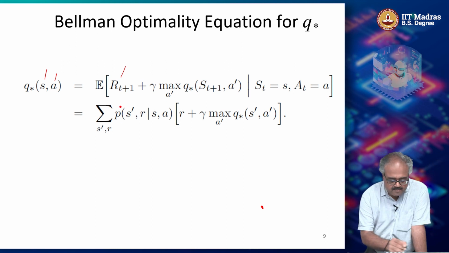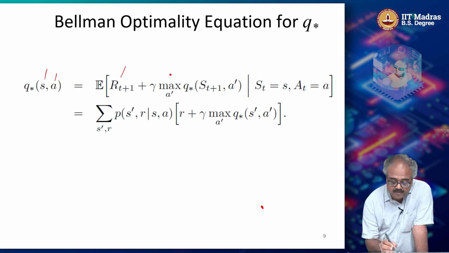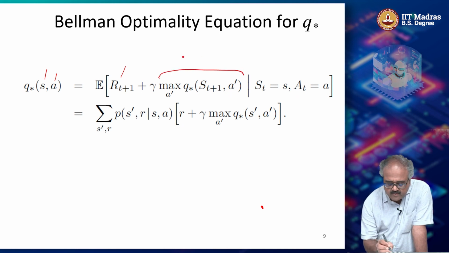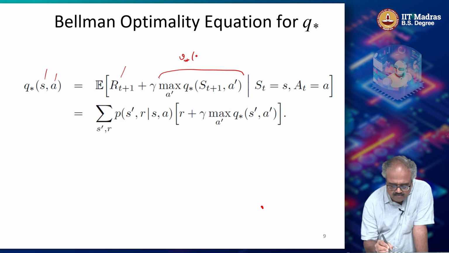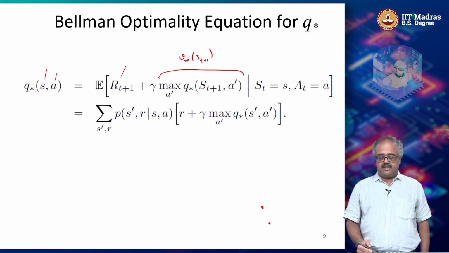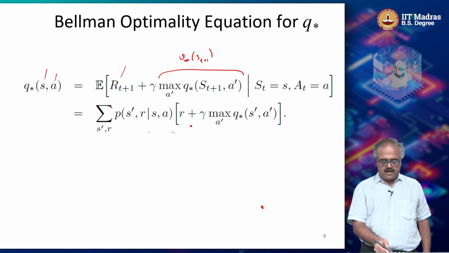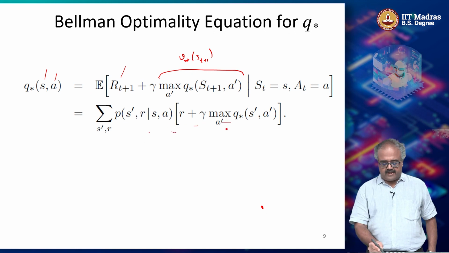So it's max over A prime, because A is already fixed, of Q star of ST plus 1 comma A prime. So this is actually equal to V star of ST plus 1. So that's V star of ST plus 1, and we are writing that out like this. And now once we have this expression, we can go ahead and write out the expectation. So everything looks the same, right?